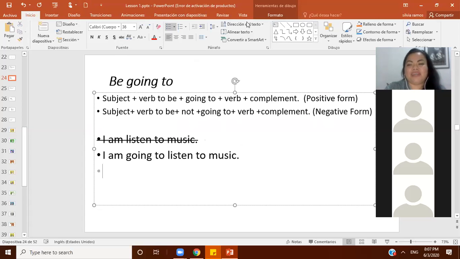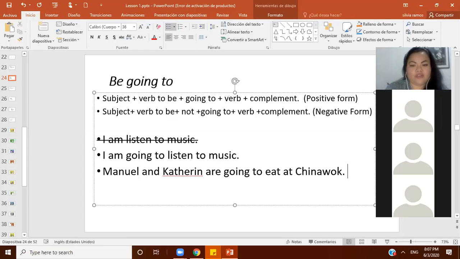So, tell me another example. Let's see here. I have Manuel. Give me one example de los que escribieron en la plataforma. Manuel and Catherine are going to eat at China. Oh, fancy, very good. Are going to eat at China Walk. Very good. You use at most of the time with places, right? Very good. Manuel and Catherine are going to eat at China Walk. Perfect. Very good.